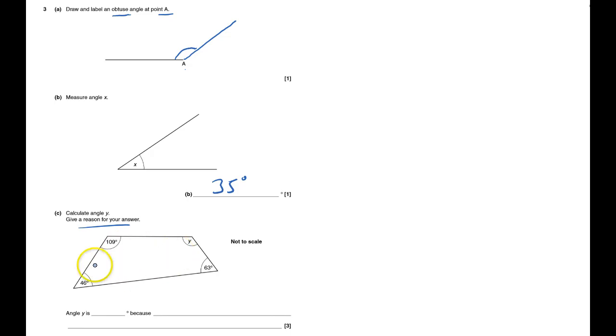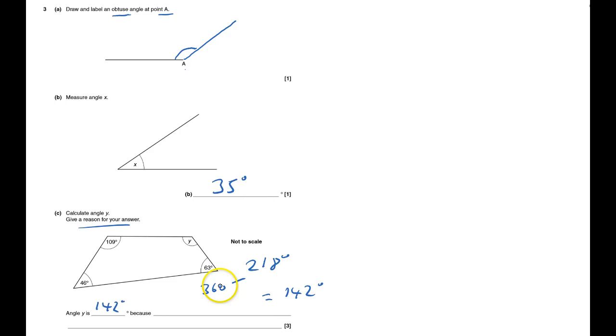The angles in the quadrilateral add up to 360. And that's what we've got there. So add up those three angles I've got, and they come to 218 degrees. And so y will equal 360 minus 218, which is 142 degrees.